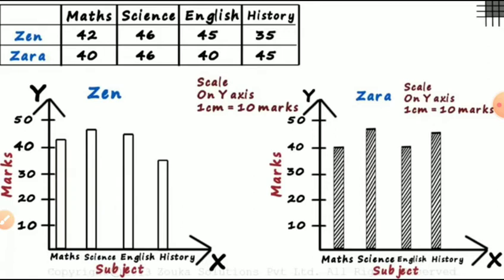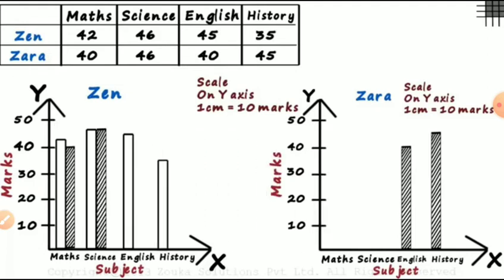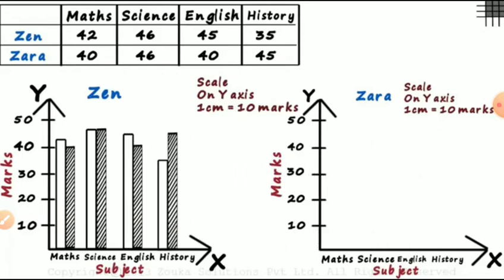We can take Zara's maths bar next to that of Zen's. Zara's science bar next to that of Zen. We do the same for English and history. Now we have both together. The white bars represent Zen's marks. The shaded bars represent Zara's marks.